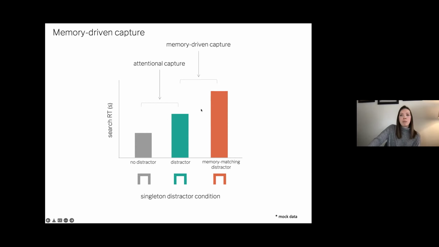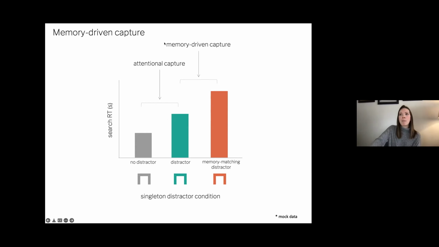And you get this memory-driven capture even when color is entirely irrelevant. So even though this item you might be maintaining in memory, that in this case is red, isn't relevant to the current task, color is not relevant to the current search task that you're engaged in, that color will still attract attention to a greater degree than any other uniquely colored item in the display.